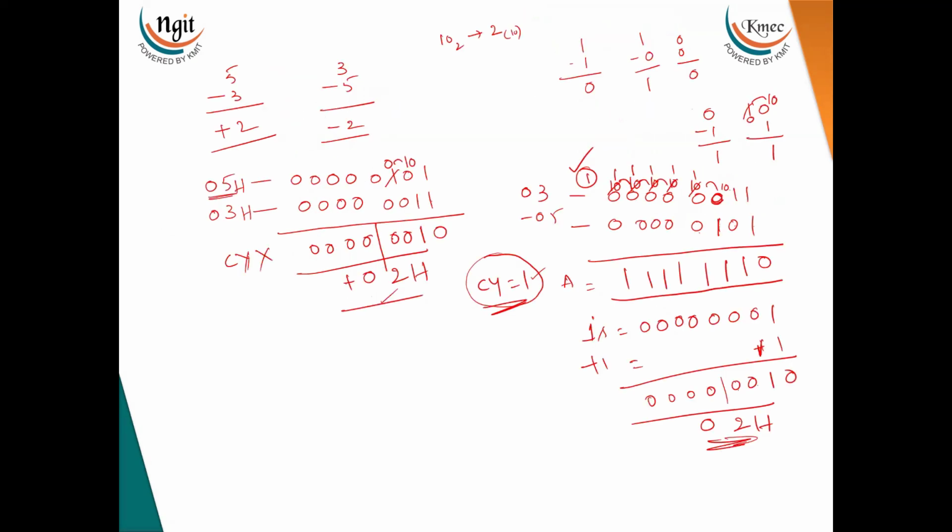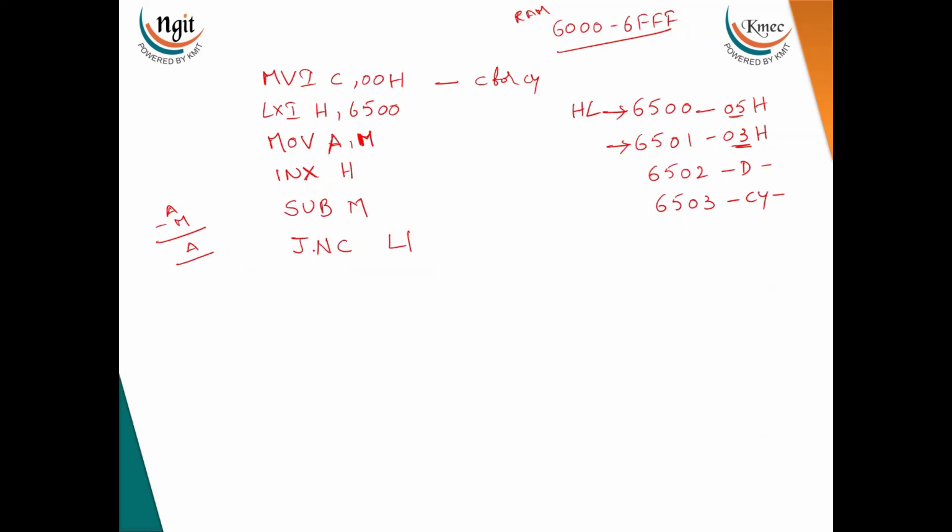If there is no carry, no need to do anything. Simply you have to store the result. This result I have to store and this carry also I have to store. That's why I have taken JNC, no carry. If carry is not generated, I simply have to store the result. Where do I need to store the result? 6502.